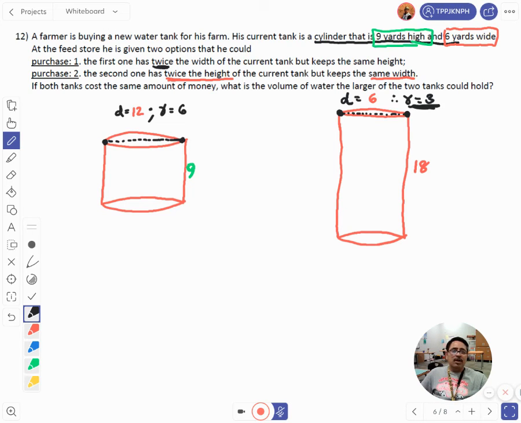Which is a good buy because you are going to spend the same money. You want more volume, right? So let me compute the volume of the cylinder, which is pi times radius square times height. The value of pi is 3.14. You can take it or else you can leave it as the value of pi. Radius is 6 yards, so it is 6 square. Height is 9.